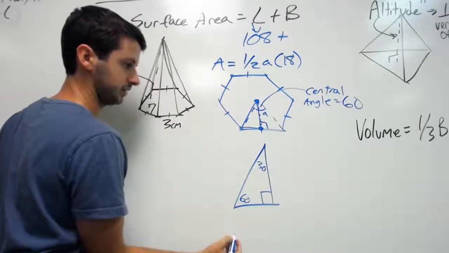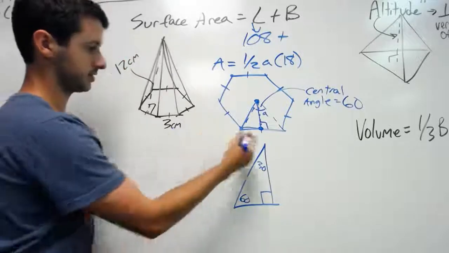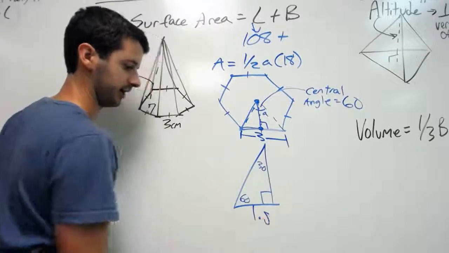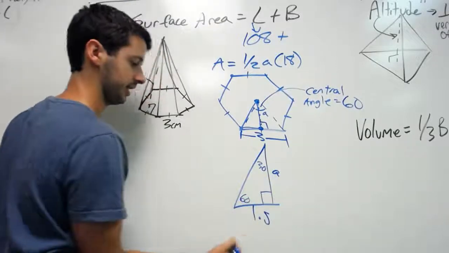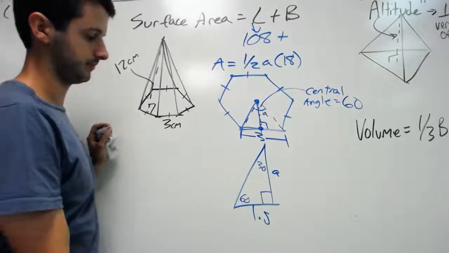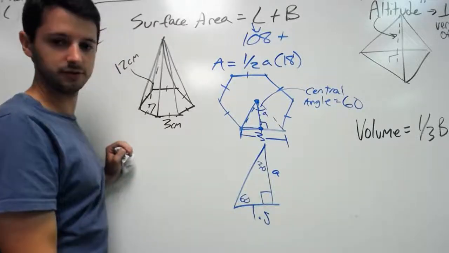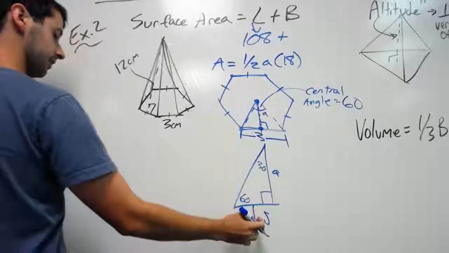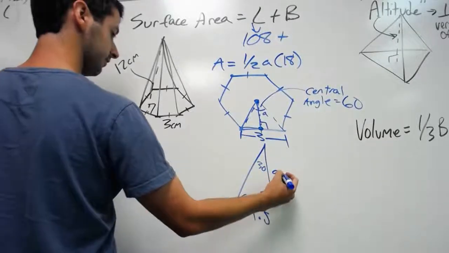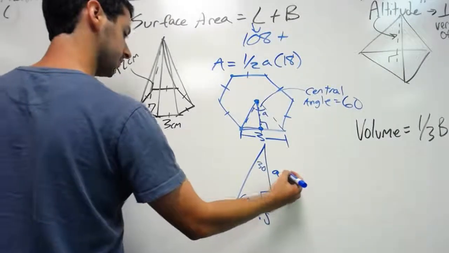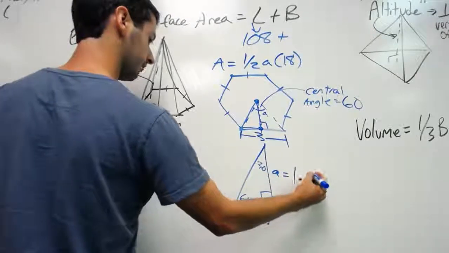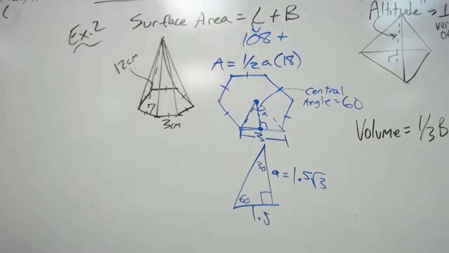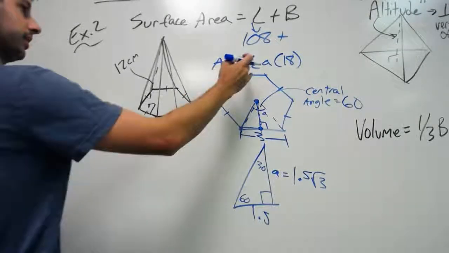That's 60. The base measure was 3, so when we cut that in half, it's 1.5. We're trying to find the apothem. We don't care about the hypotenuse. It's a 30-60-90 triangle, so that's nice. We have our little shortcut to get from the short leg to the long leg. If you remember 30-60-90 triangle principles, we simply do 1.5 times radical 3. That's all it is. There's our apothem. So now we can plug that in.